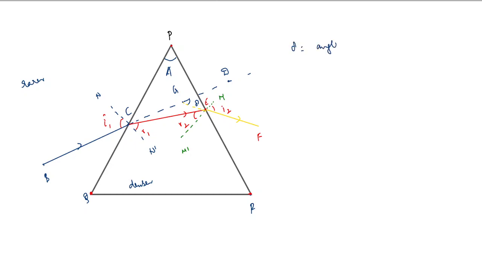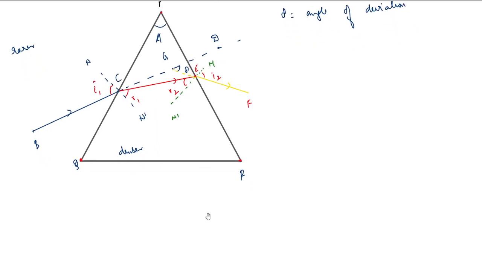Delta is called the angle of deviation. As seen in the earlier topics, the angle of deviation is the angle made between the direction of the incident ray and the direction of the emergent ray. In this case, this would be delta.